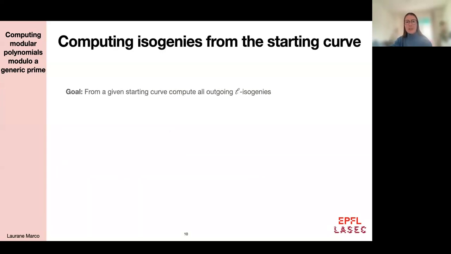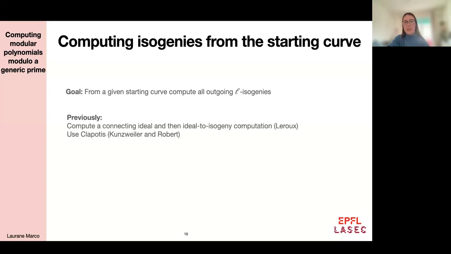So how do we do the first step? From a given starting curve, we want to compute all the outgoing L-isogenies. Previously it was done either like you knew the target curve somehow, you compute the connecting ideal, you do the ideal to isogeny computation, and then you get the image curve and its j-invariant, in the case of the work done by Antonin Leroux. And in the case of the work by Sabrina and Damien Robert, it was just using Clapotis.